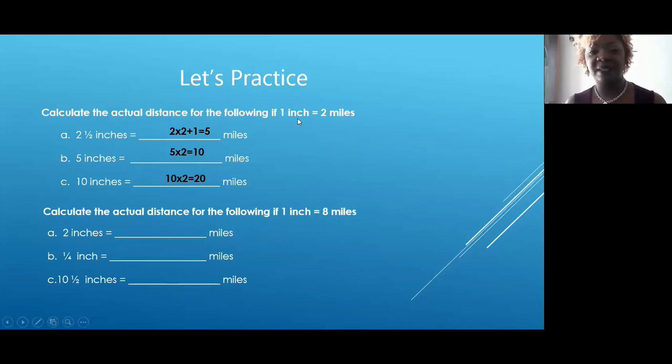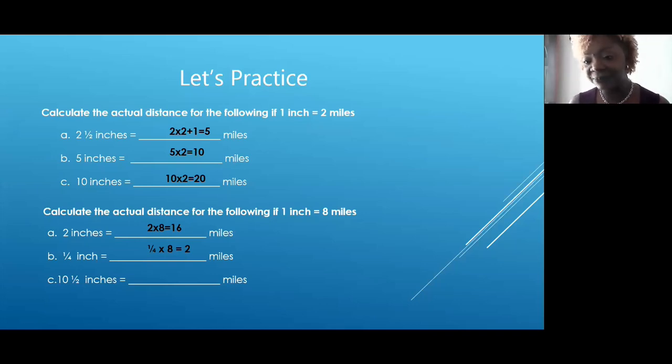All right. I see some persons look like they're working. Okay. Let's check our answers. 2 inches equals 16 miles. Did you get that? Awesome. All right, so 2 times 8 equals 16. E equals 2 miles. All right, 1/4.